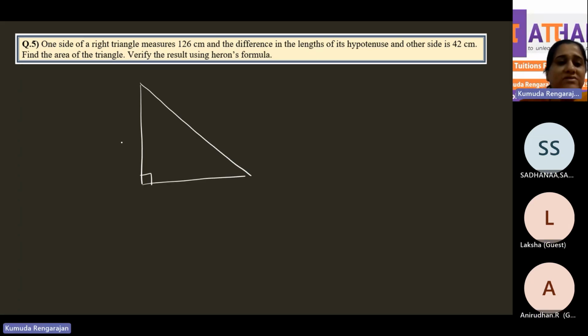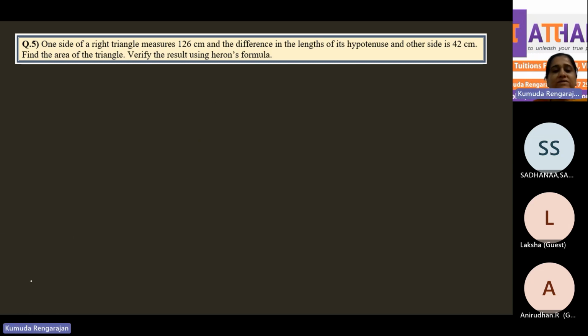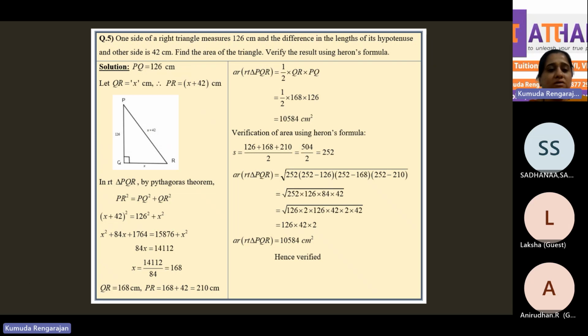Okay. So if one side is given to be 126 centimeters, and you call the other side x, then the hypotenuse will be x plus 42. Or if you call the hypotenuse x, then this side will be x minus 42. Whatever is the hypotenuse minus 42 will be this side. So that's what I've assumed here. It's very small, you cannot see this. This is 126 I've written, I've written this as x and this one is x plus 42.